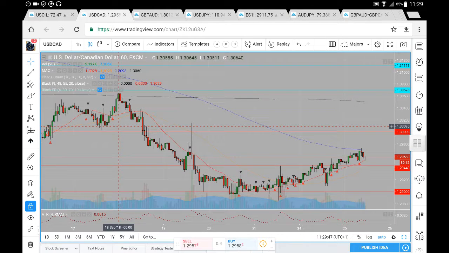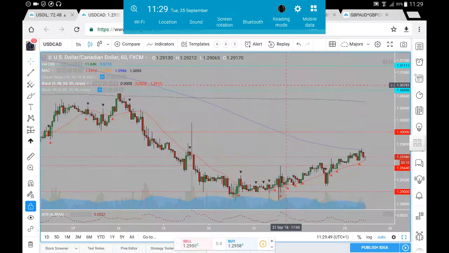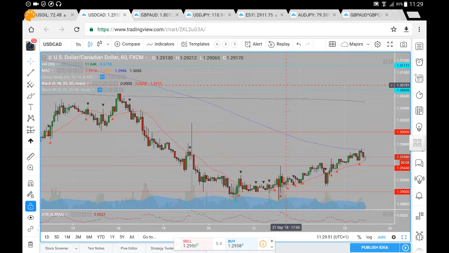So this USDCAD analysis for Tuesday the 25th of September. Now let's just have a look at prices and where prices may likely go. Previously we've had price come down towards this 129, found support in around 129, tested 129.44, brief pullback. We've currently broken beyond the 129.44.